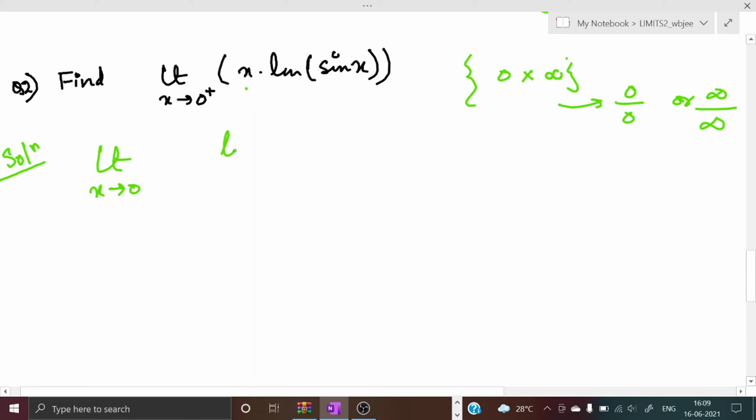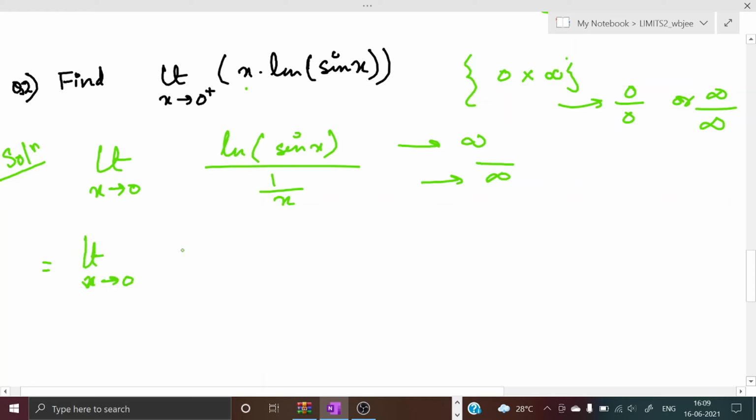So how will I do it? I will do it like this: ln sin x by 1 by x. Why? Because the numerator tends to infinity, and the denominator also tends to infinity. So it is infinity by infinity form. Now I can apply L'Hopital's rule. Okay, so now it has become very easy. Apply L'Hopital's rule. It will be 1 by sin x into cos x, and the differentiation of 1 by x will be minus 1 by x square.